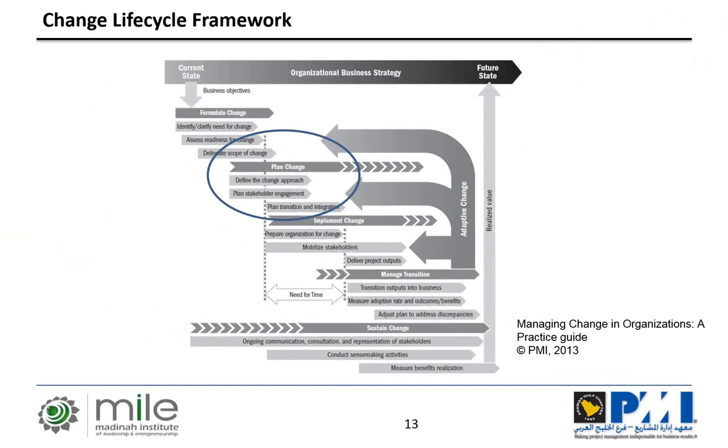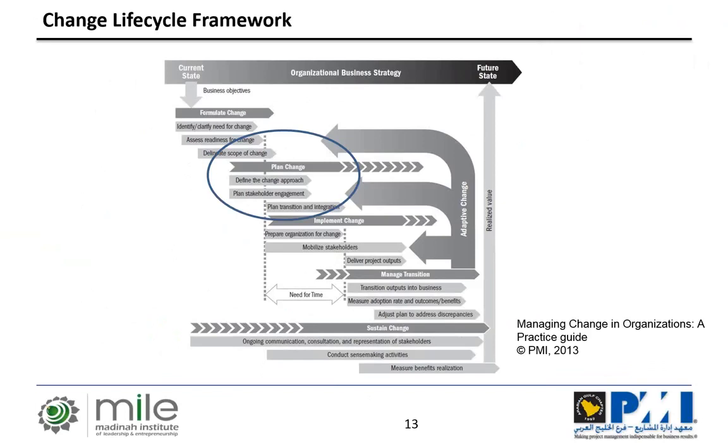The second stage is to actually plan the change. So once we have formulated the change, now that we understand what is going to happen, what is going to change, how ready we are, we need to start planning. Planning the change means 3 things. First, define the change approach. So we need to understand how we're going to drive the change. Second, we need to engage our stakeholders.